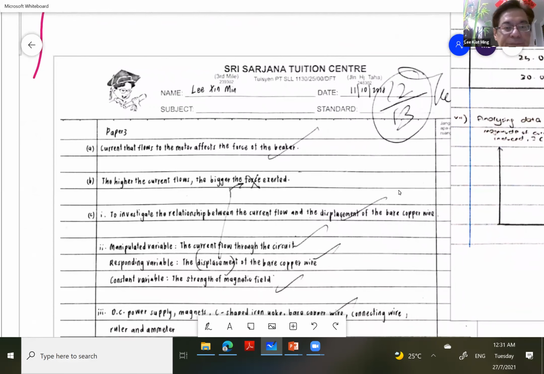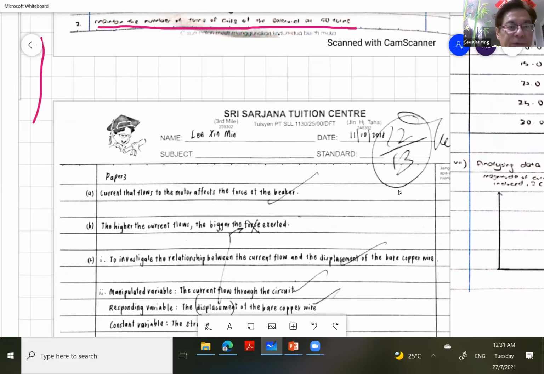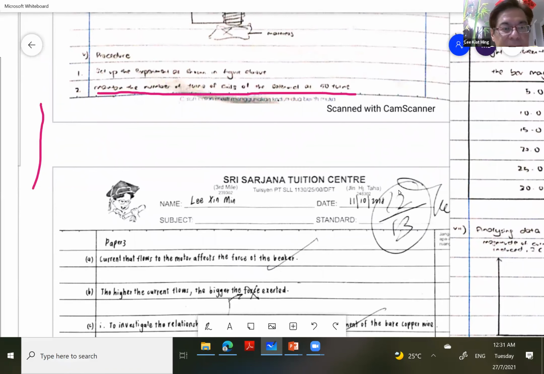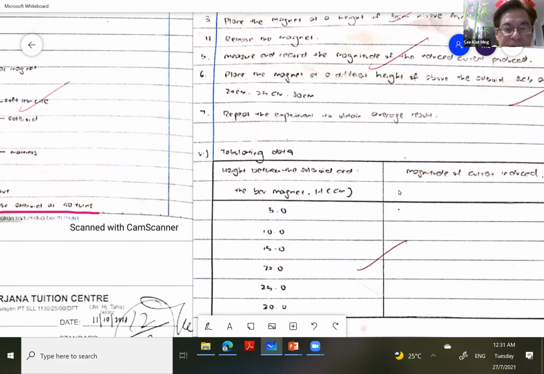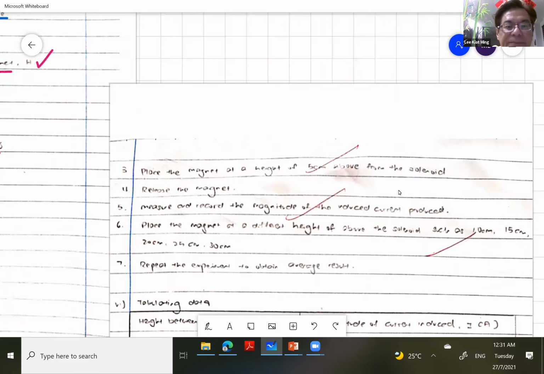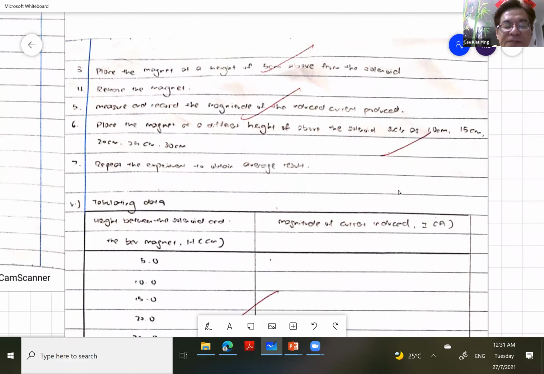What is written there is one sentence which is missing. I think it's going to be here. It's actually continued from here. Place the magnet at a height of 5 cm.